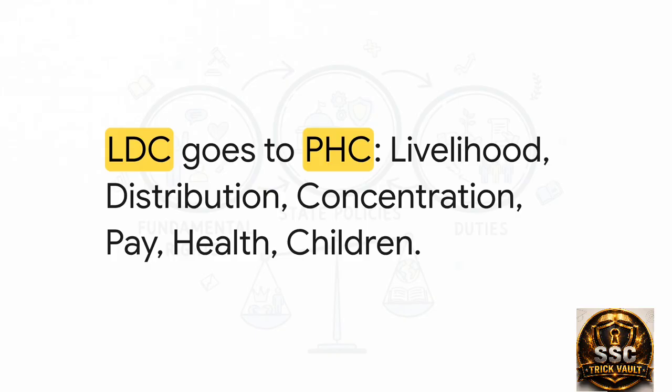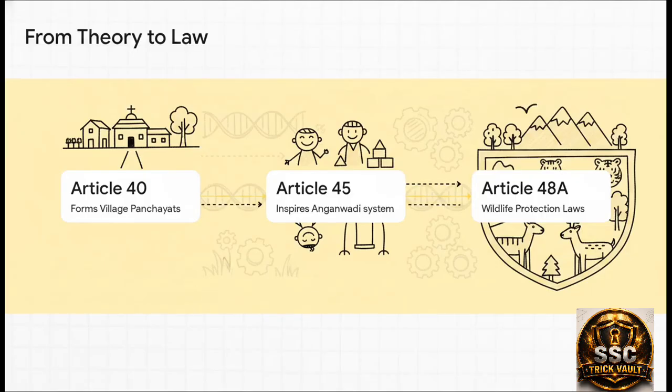It's super handy, right? So, how does all this theory actually turn into real-world governance? Well, these abstract directives literally build our reality. Take Article 40. That laid the foundation for local village governance. Article 45's push for early childhood care, that gave us the entire Anganwadi system. And Article 48A drove the creation of our modern environmental and wildlife protection laws. They might not be legally enforceable on their own, but they are absolutely the DNA of our most vital laws.